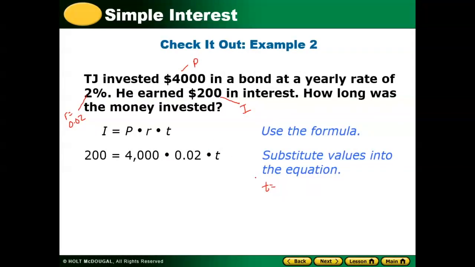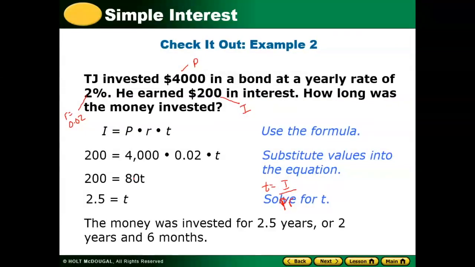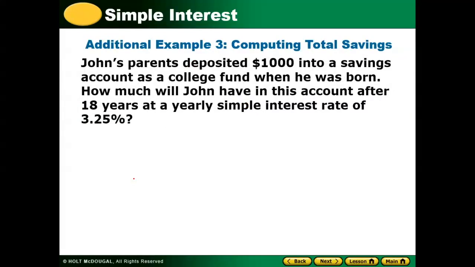Again, you could have used the formula I over PR here and calculated the same way, but here we're going to do 4,000 times 0.02 gives me 80, and then my last step is to divide both sides by 80, and we get T is equal to 2.5 years again. So the money was invested for 2.5 years or 2 years and 6 months. You won't always get the answer of 2.5. It just worked out that way, but the biggest thing here is knowing to isolate for T or using the formula that's provided.